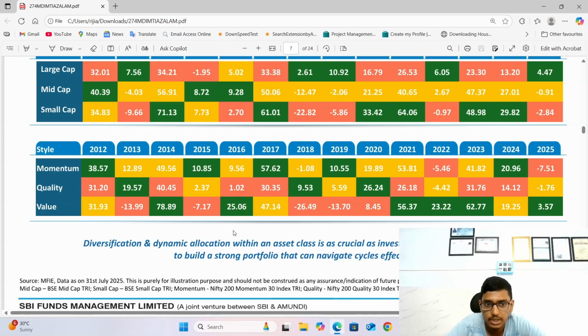Now again, there comes another segment, that is the style of the stocks. In 2012, the momentum stocks gave you great returns. In 2013, the quality stocks, stocks that had quality, gave you good returns. In 2014, again the value came, because the value stocks gave you good returns. So in different time periods, sometimes the same asset class has different market capitalizations which give you different returns.